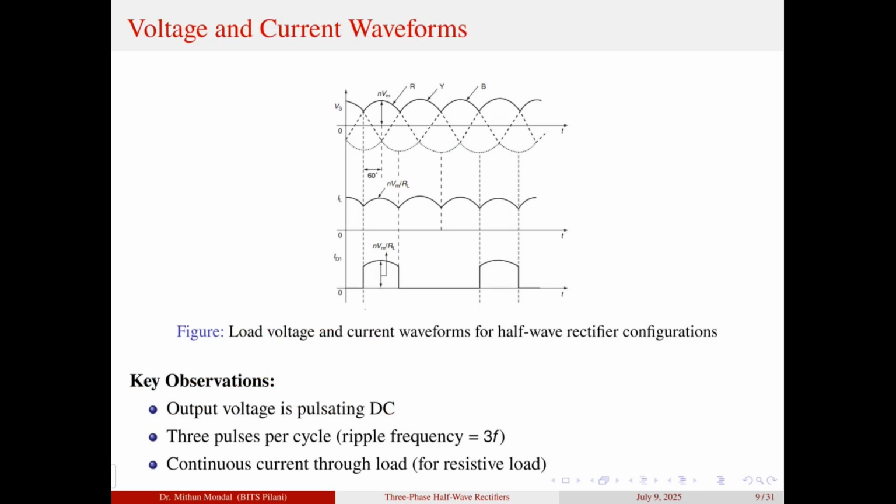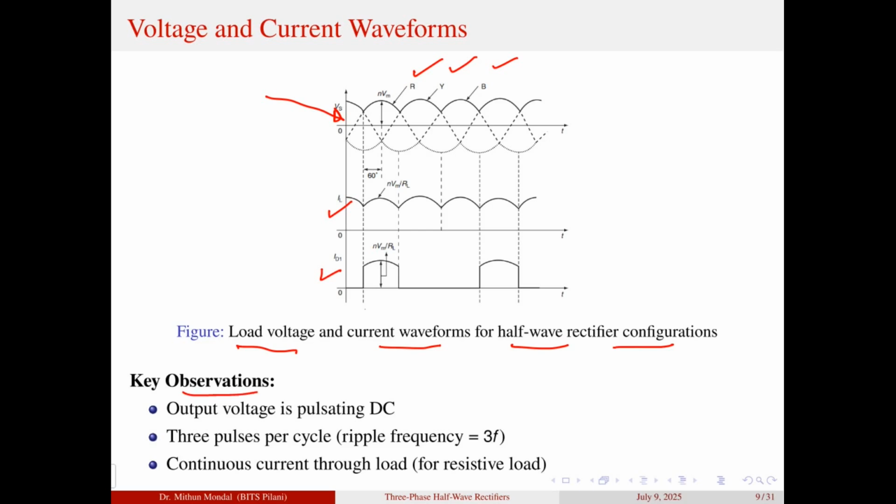So this is the load voltage and current waveform for the half wave rectifier configuration. So when we see the input voltage, we are having R, Y, and B. These are the three phases that we have. And these three phases will allow the diode to conduct one at a time, and we will be having the half wave rectification. And we can see the load current and the diode current, which is shown here.